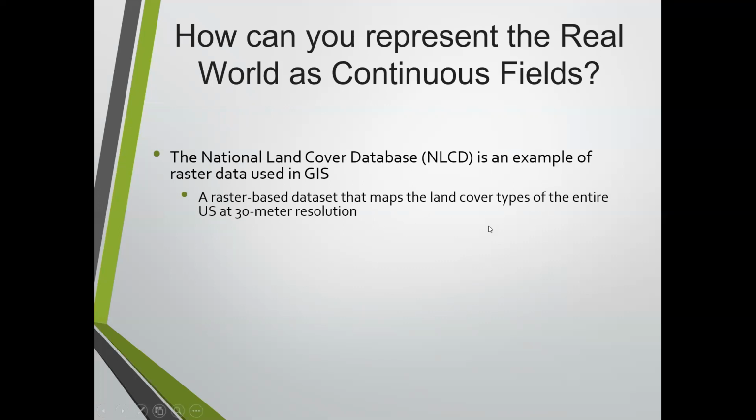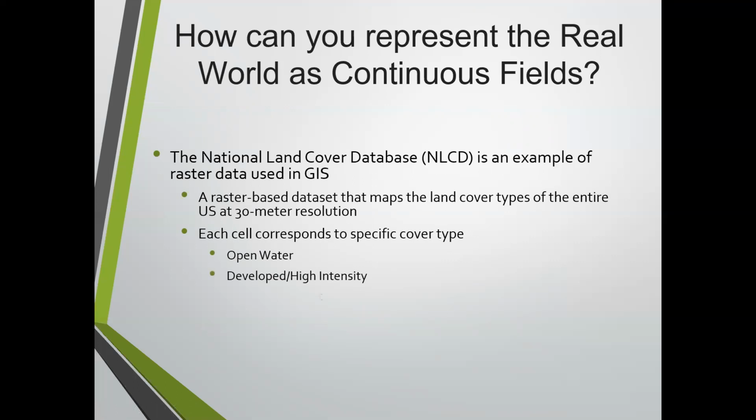So they've got this for the entire United States, and again, this is also freely shared data from the federal government. So each 30 by 30 meter resolution cell corresponds to a specific cover type. They've broken it down into many different kinds. So they have open water, developed or high intensity, deciduous forest, coniferous forest, all different things. And what this does is give you a broad scale classification. You can do it at regional, state, or national scale.